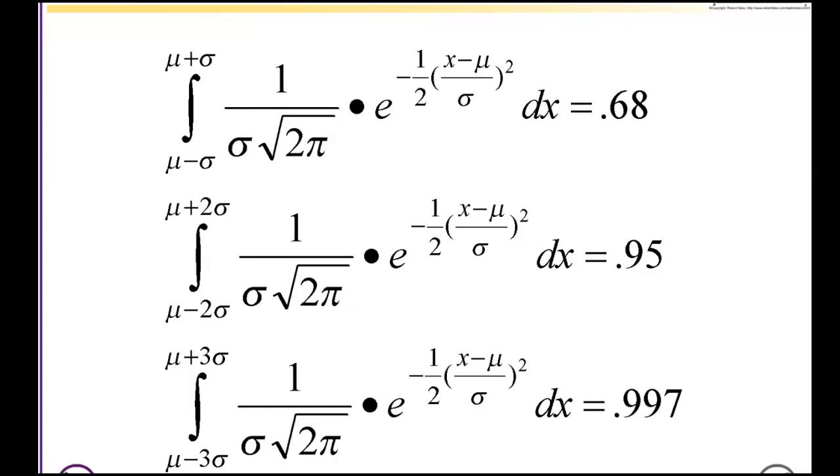So all this is saying in really fancy maths, if you want to go and impress someone, you could say, hey, the area under the probability density function for a normal distribution integrated with respect to x between the lower bound of mu minus sigma up to the upper bound of mu plus sigma equals 0.68. Pull that one out at your next party and people will love you.